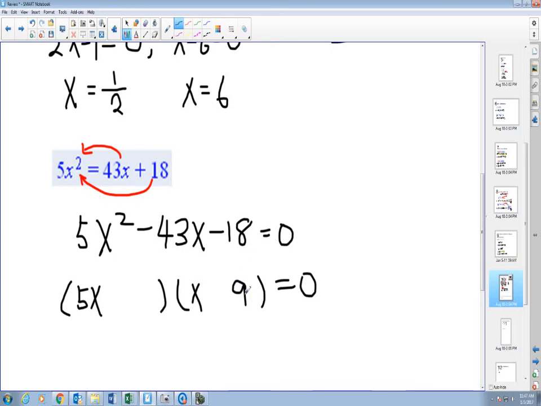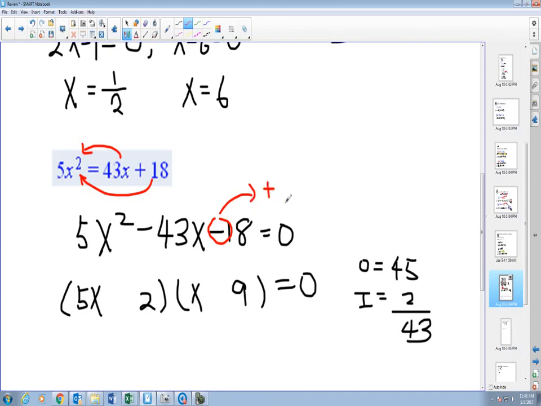Put 9 right here, your outer will make it 45. 2 here, the inner will be 2x. So that will be 45. Inner is 2. And 45 and 2 combined will give me a 43 if I subtract. Alright. Since the last sign is negative, the choices for the sign is one positive and one negative.